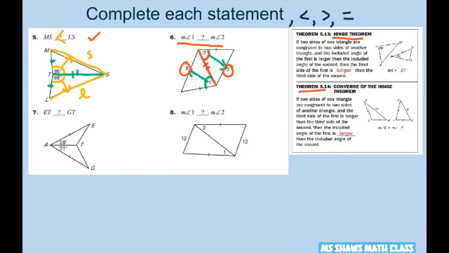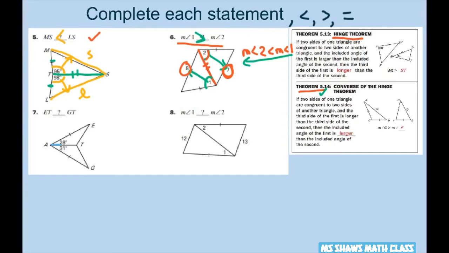So measure of angle 2 is smaller than the measure of angle 1, because the side across from it is also smaller. So that's your converse theorem here. So measure of angle 1, if you read it this way, is actually greater than the measure of angle 2. And we do the same thing here.